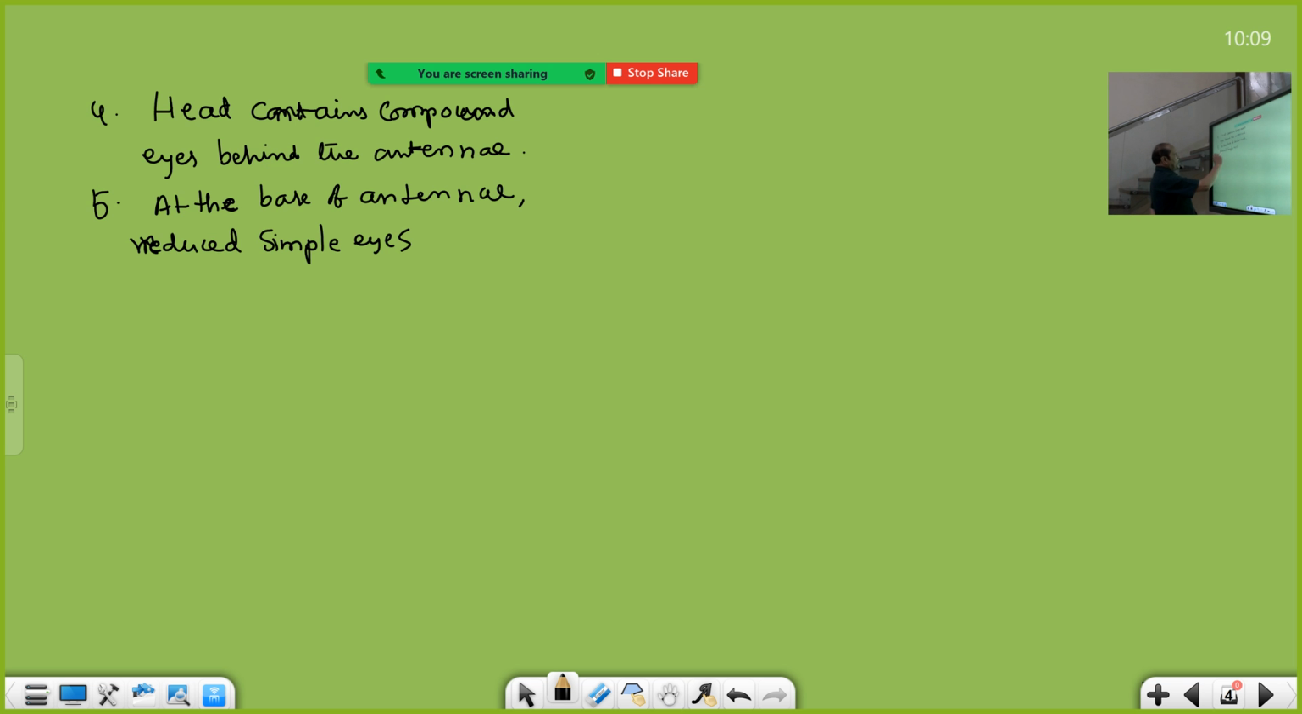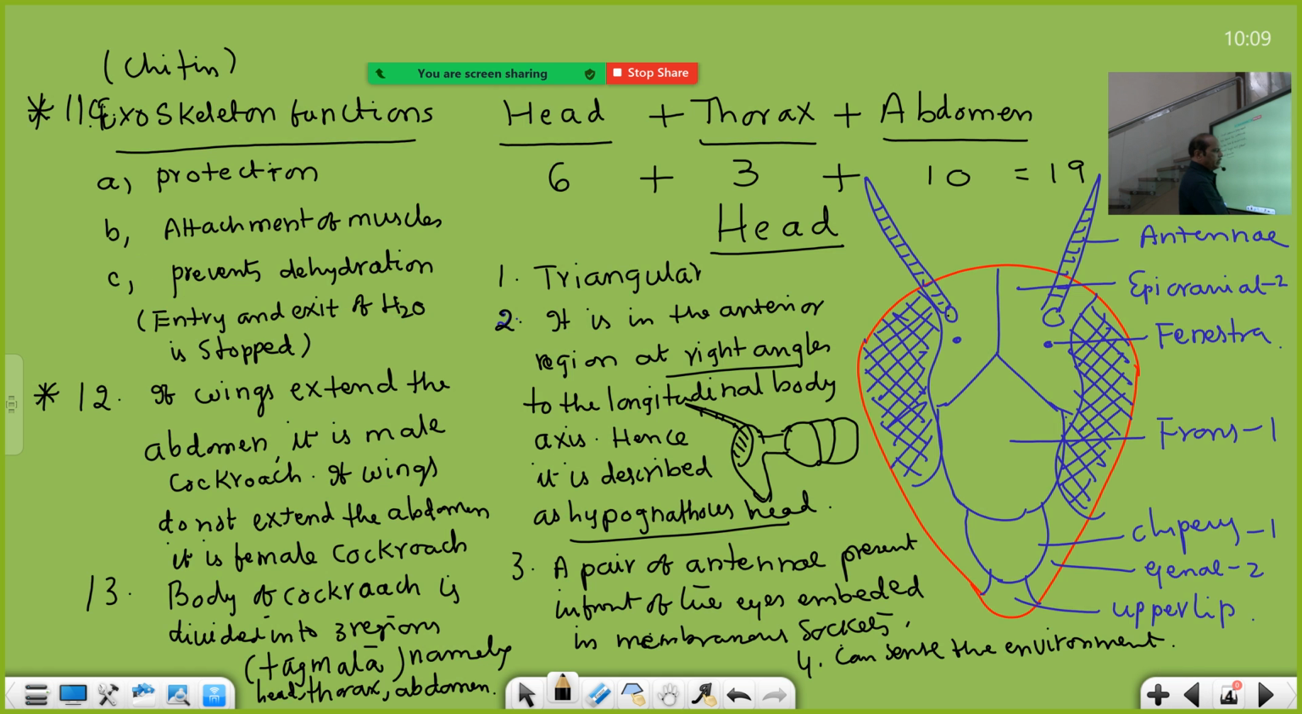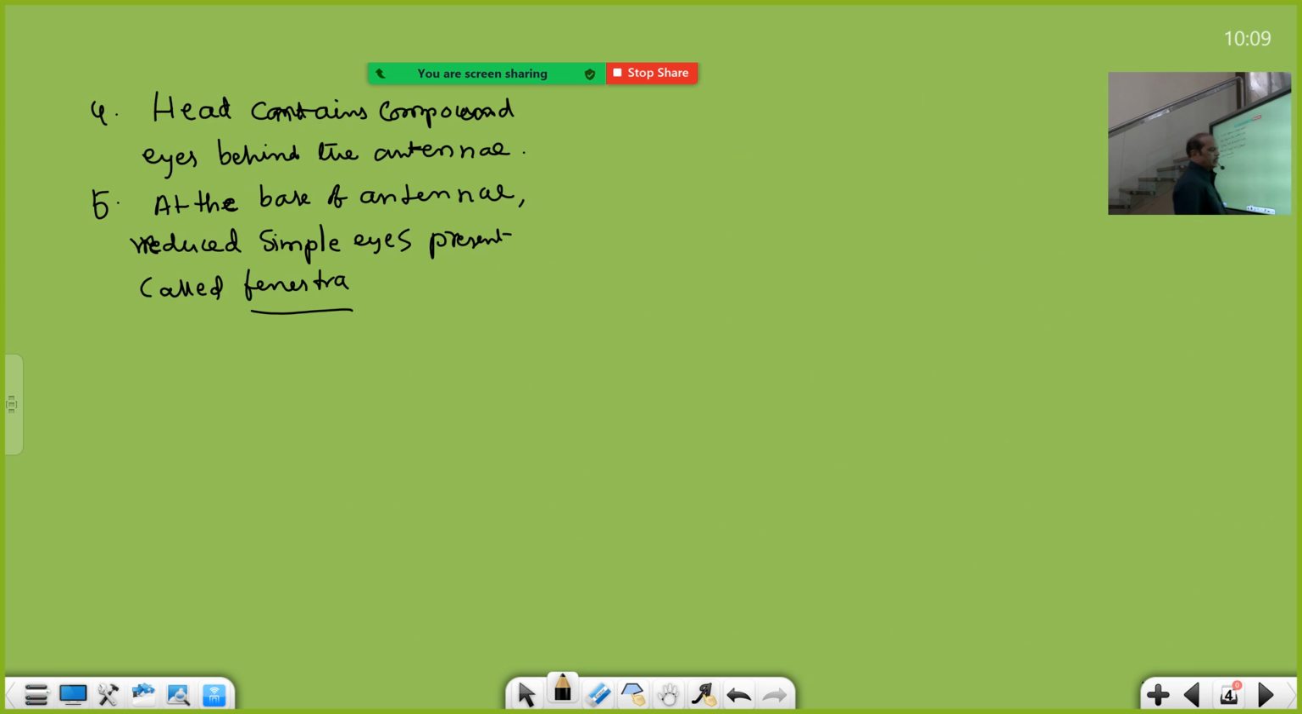So the reduced simple eyes at the base of antenna are called fenestra. This term, carefully remember. Fenestra. See the diagram, already I have drawn. I will show that fenestra in the head region also. Let us go back to the space. Here these parts are called fenestra. So this labeling is also there. They are the fenestra, located at the base of antenna. Okay.